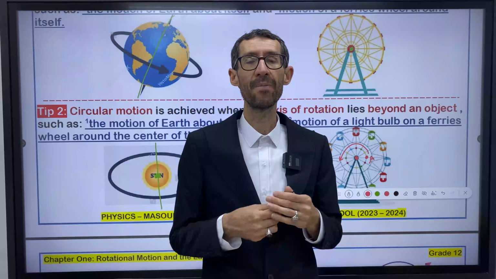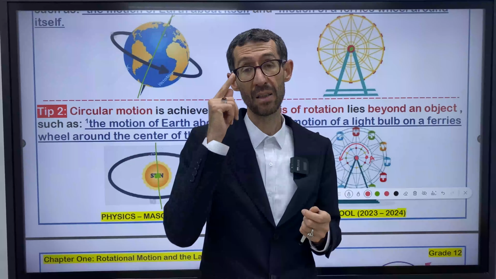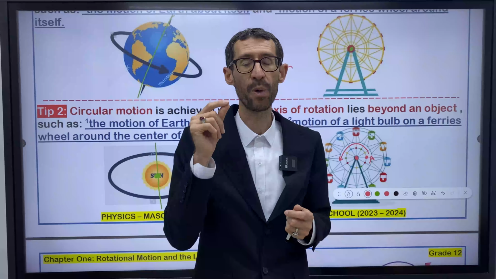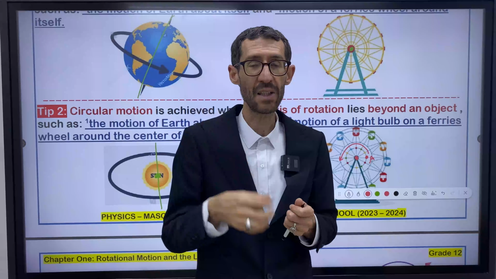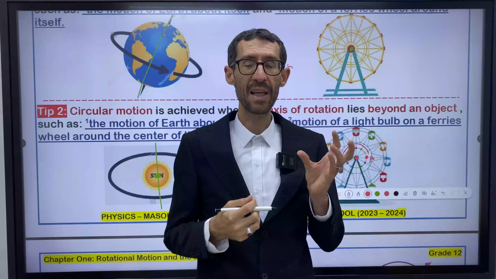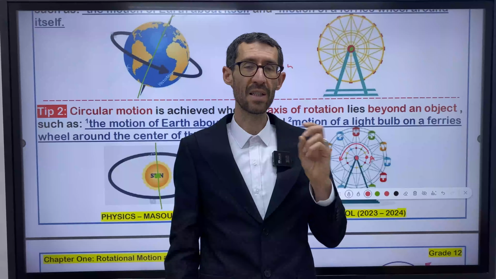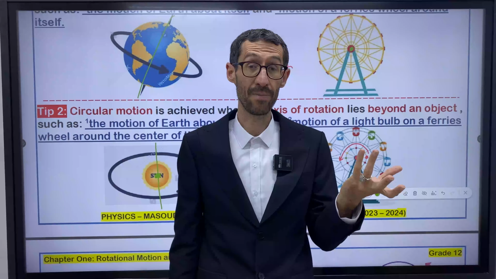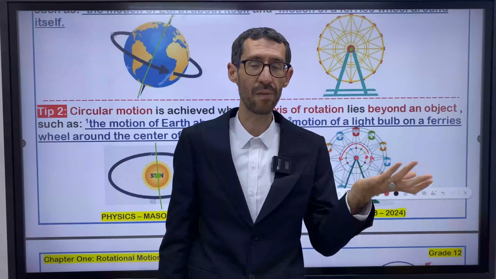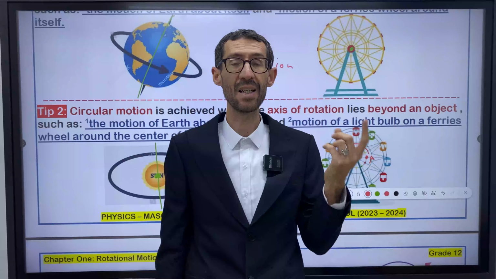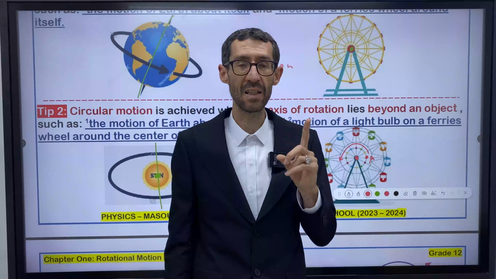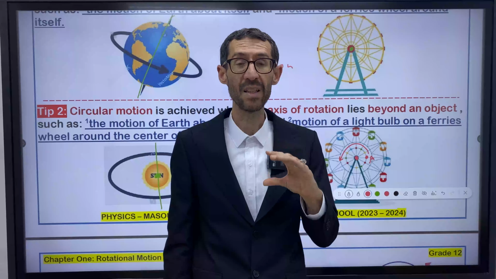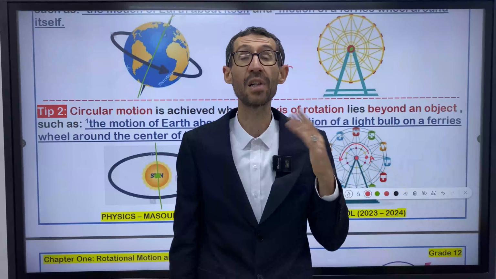And about each blade, right? About each blade or each point on a ceiling fan, actually, this one blade of the ceiling fan has circular motion. So we cannot say a blade of a ceiling fan rotates. You can say the blades of a ceiling fan circle the axis of rotation.